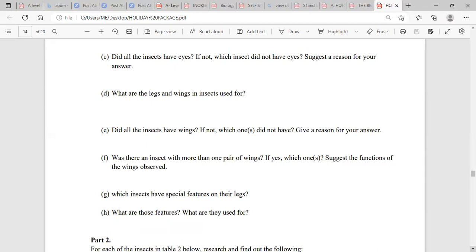Which insects have specific features on their legs? Observe carefully. What are those features and what are they used for?